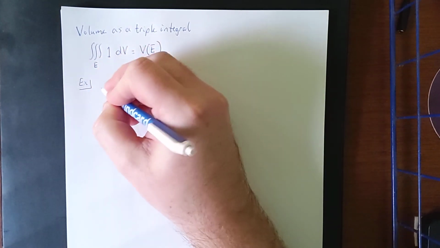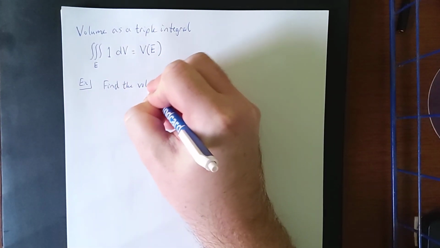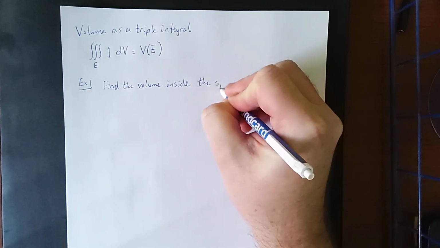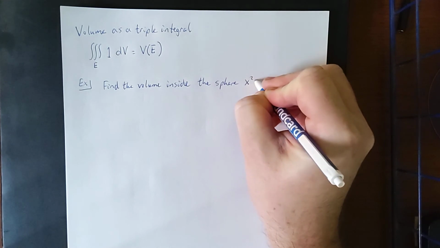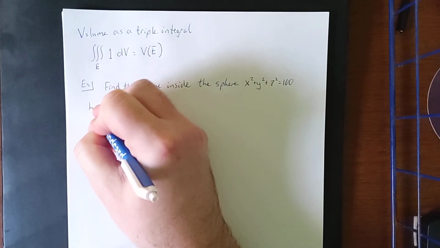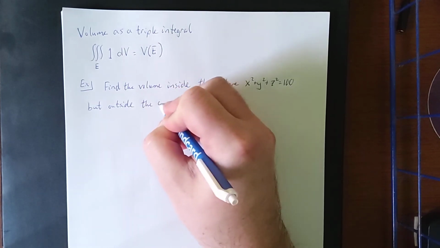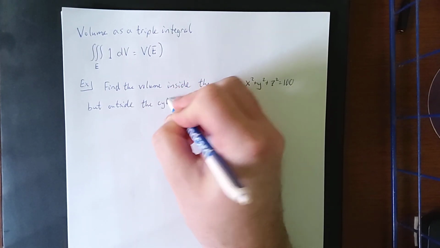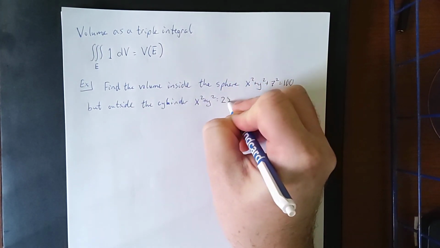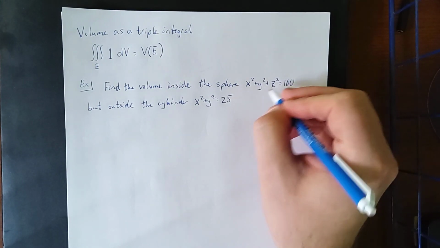So, as an example, find the volume inside the sphere x squared plus y squared plus z squared is equal to 100, but outside the cylinder x squared plus y squared is equal to 25. So inside the sphere, but outside the central cylinder.